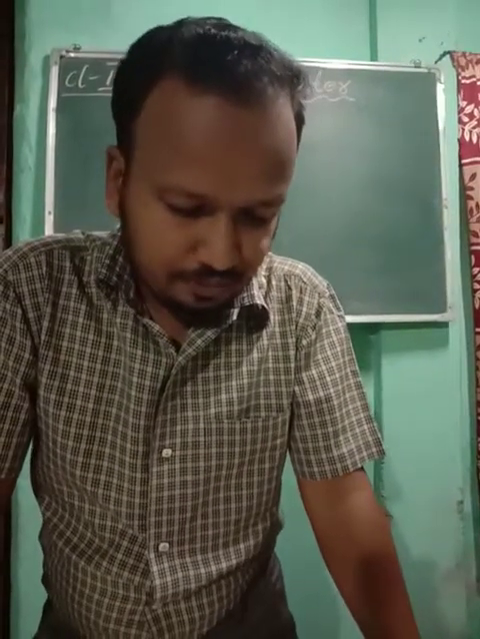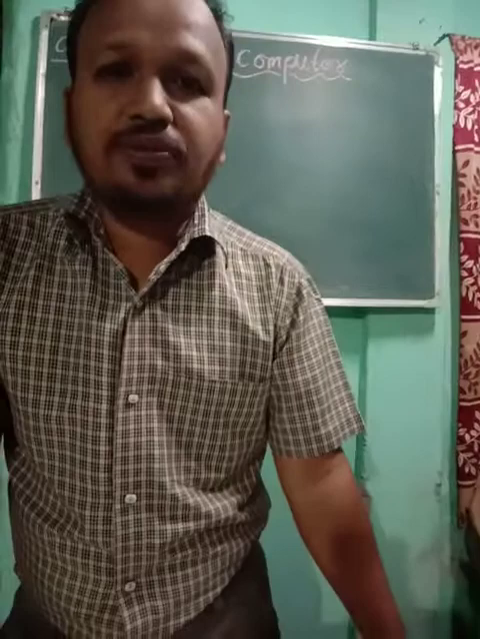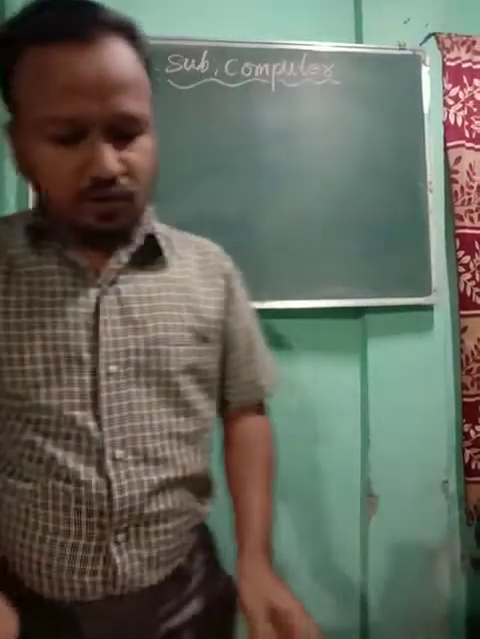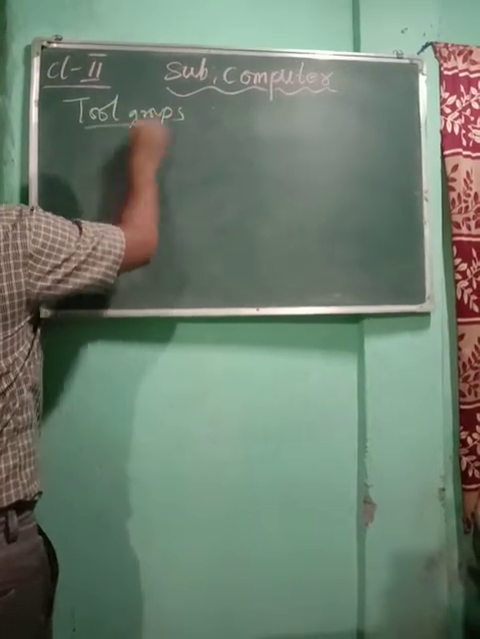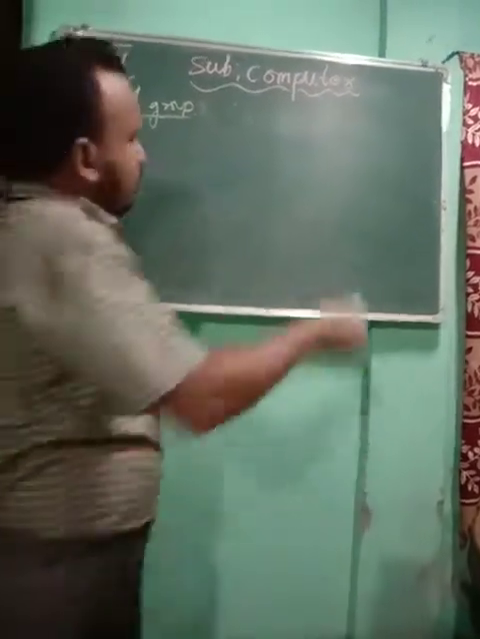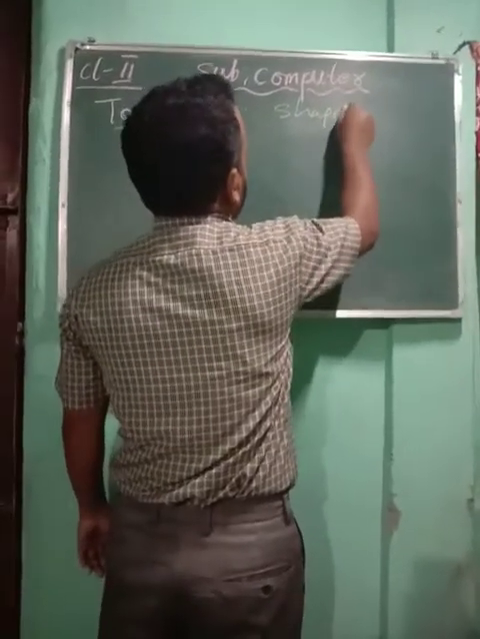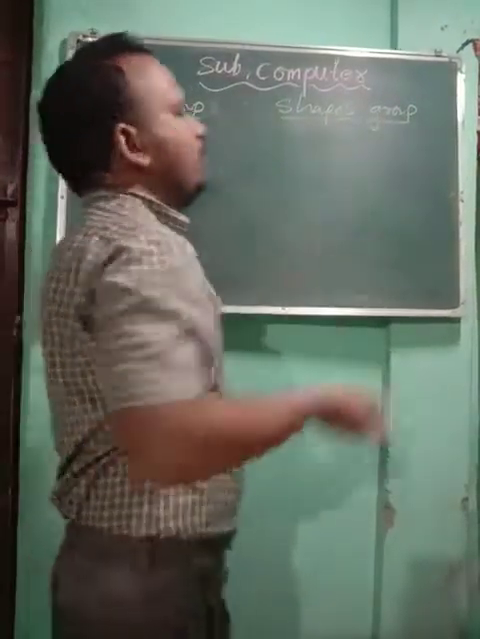So you see, in the last class we talked about color groups. There are different colors. We have talked about tools group and shape groups. Now see, we have already learned about your tools group. We have learned about tools groups and shape groups.